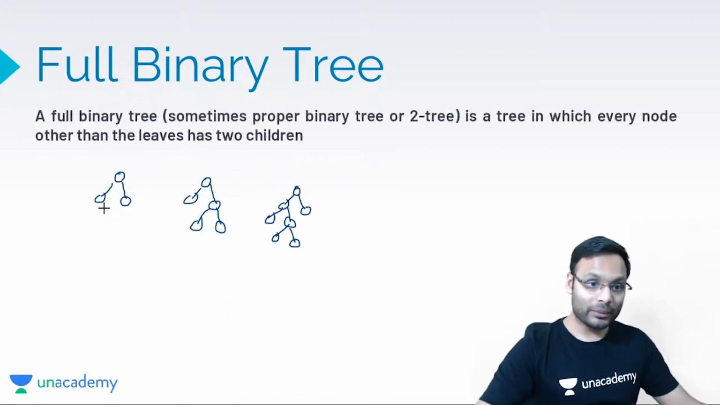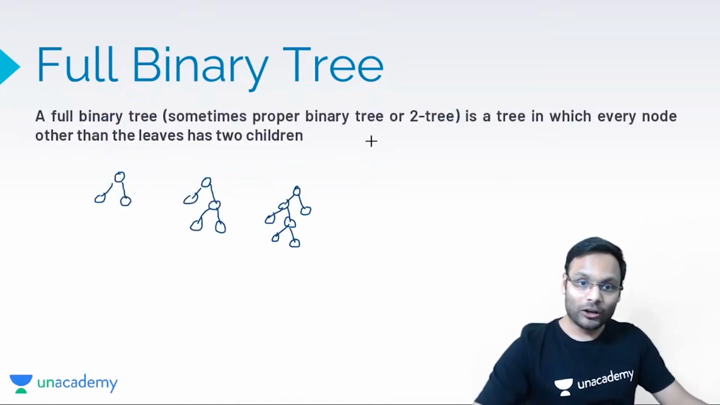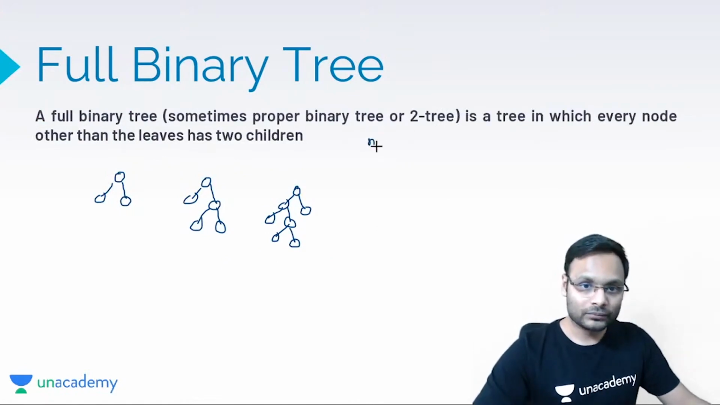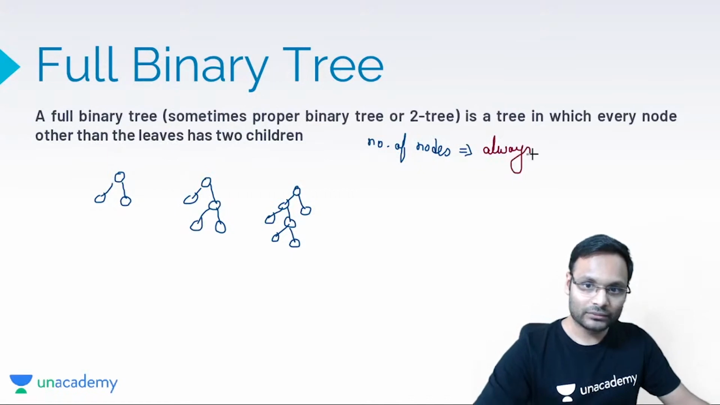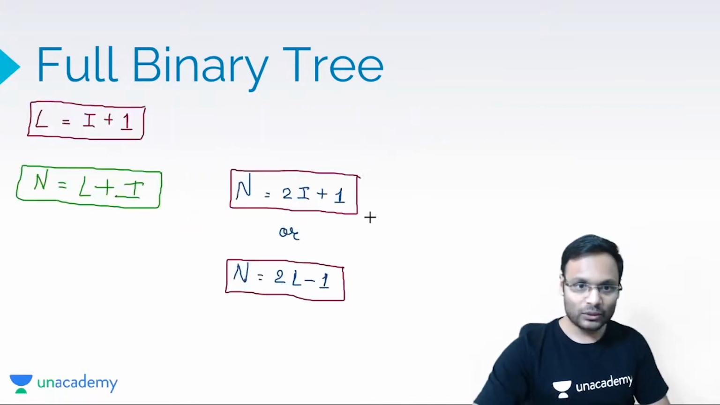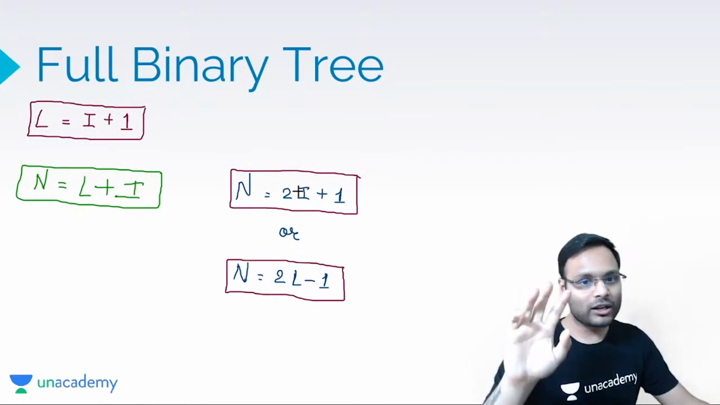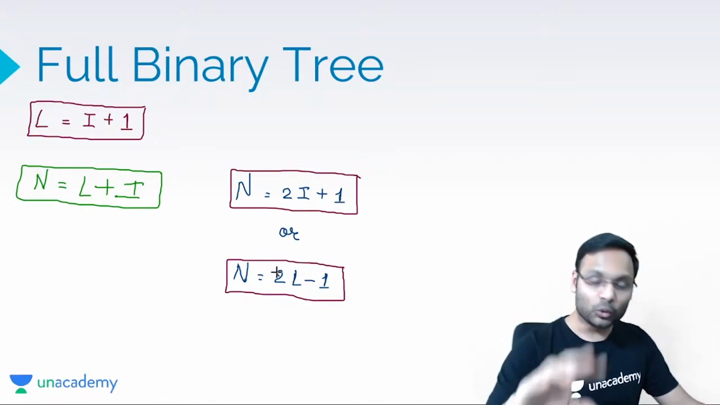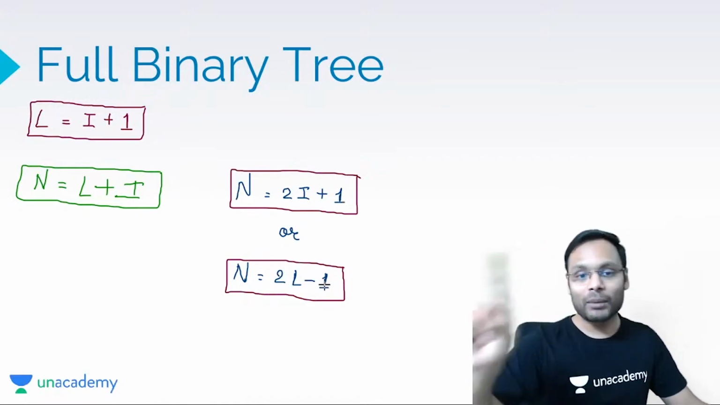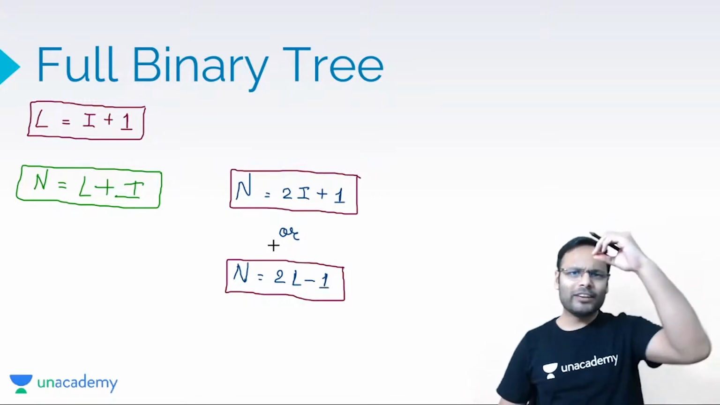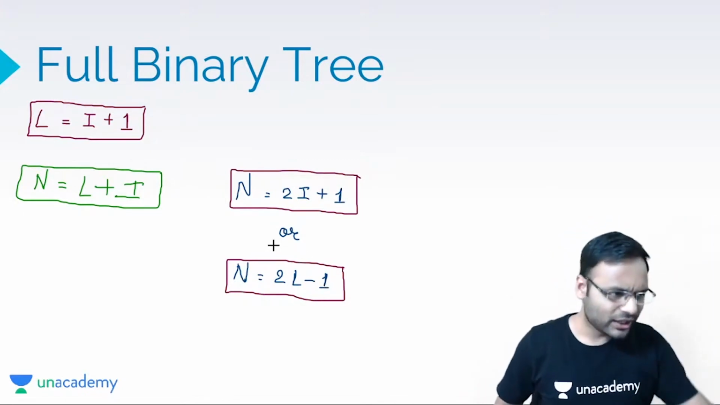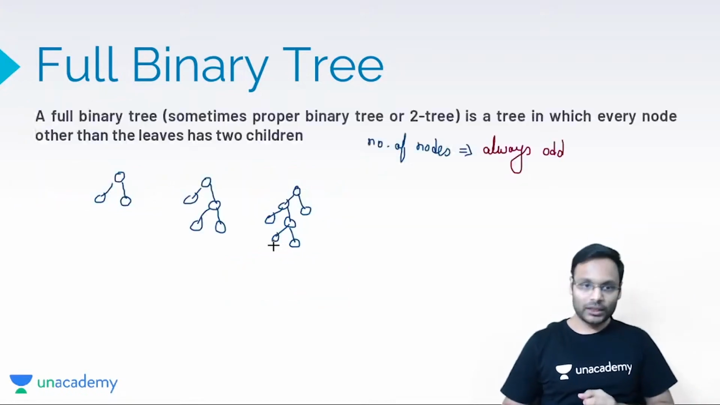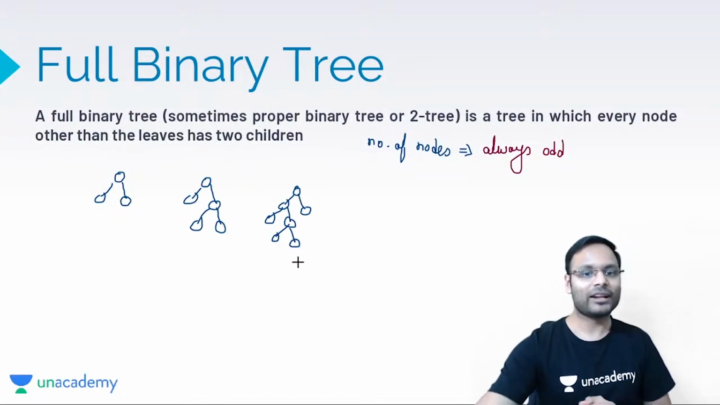And one more thing you have to remember here. Every full binary tree always has an odd total number of nodes. You can check the diagram here, or mathematically, look at this: internal nodes times 2 is even, plus 1. Or external nodes times 2, anything times 2 is even, minus 1 is an odd number. So the number of nodes will always be odd. Always odd. You can draw and see. In this particular tree you have 3 nodes, 5, 7.